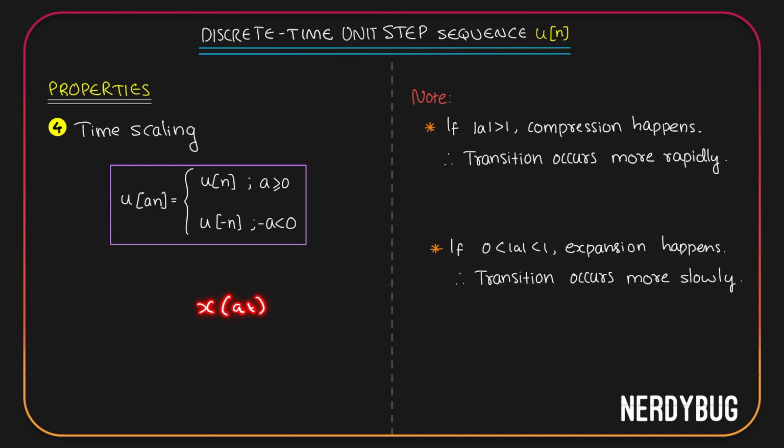Usually, when we take x of at, that is time scaling, what happens is if A is greater than 1, our signal compresses. If A is less than 1, our signal expands. But over here, it is already from 0 to infinity. So even if it compresses or expands in between, we won't be visually able to see it. But it is happening. If mode A is greater than 1, compression will happen. We won't be able to see it on the graph, but the transition occurs more rapidly. Similarly, if mode A is between 0 and 1, then expansion happens. Though you won't be able to see it, the transition between values occurs more slowly.